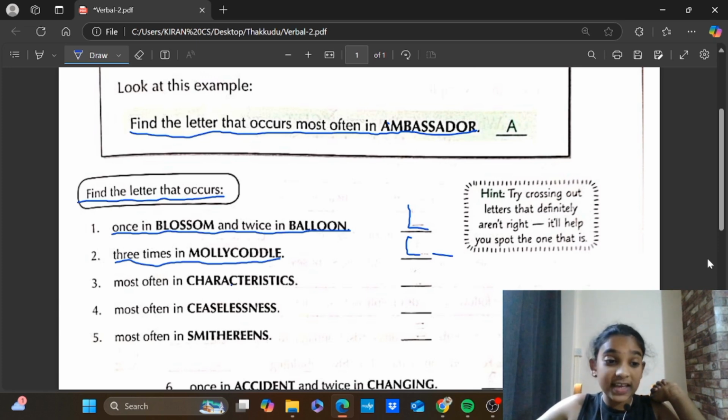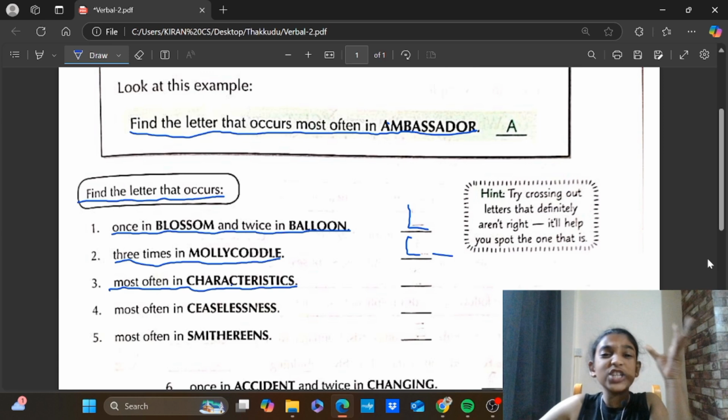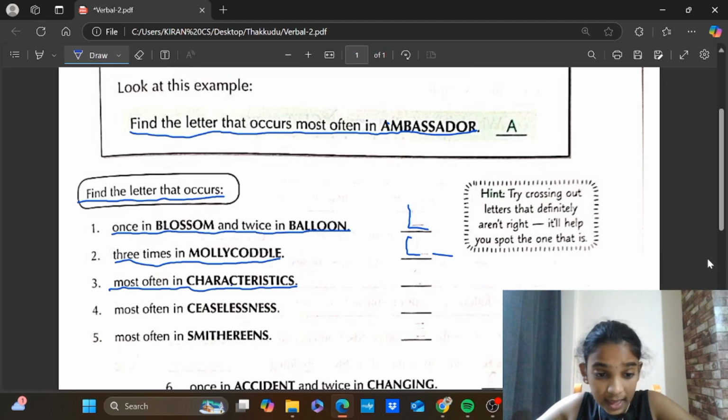The next question is, find the letter that occurs most often in this word. Okay? So we need to find which letter comes most often in this word. Okay? So C. Does it come most often? There's 1 C here, 1 C here, and 1 C here. Yeah, it comes most often. So for question number 3, the answer is C. Let's move on to the next question.